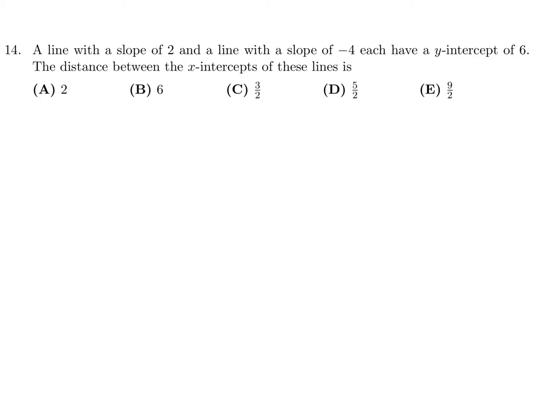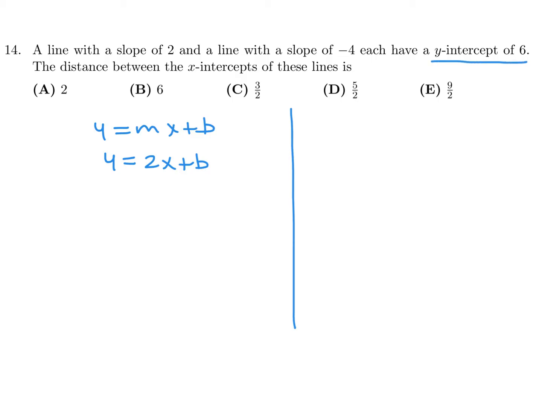A line with slope 2 and a line with slope negative 4 each have a y-intercept of 6. The distance between the x-intercepts of these lines is? y equals mx plus b. That's the standard equation of a line. The first line has a slope of 2, so that means 2x plus b. We'll do the second line later. It has a y-intercept of 6, so that means when x is 0, y is 6. So that pretty much means that b is 6. So our equation is y equals 2x plus 6 for that first line.